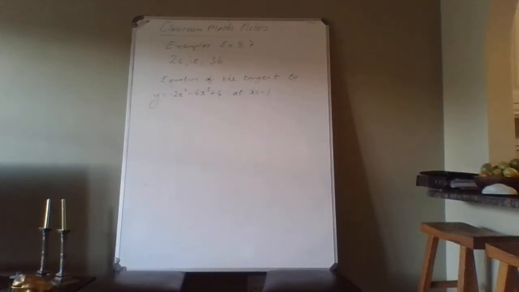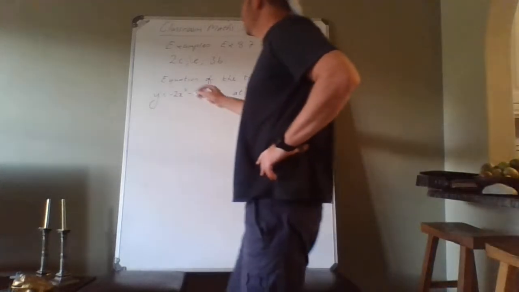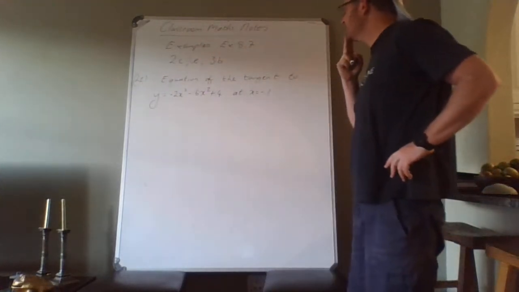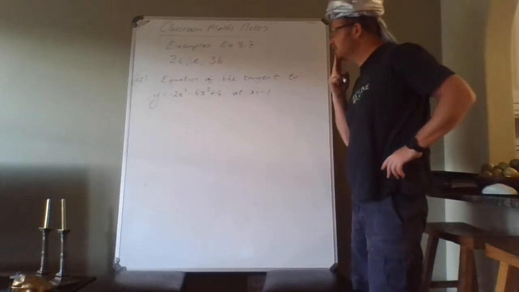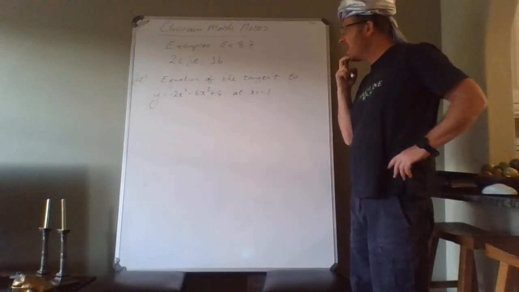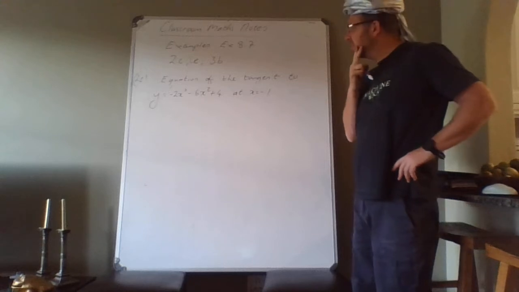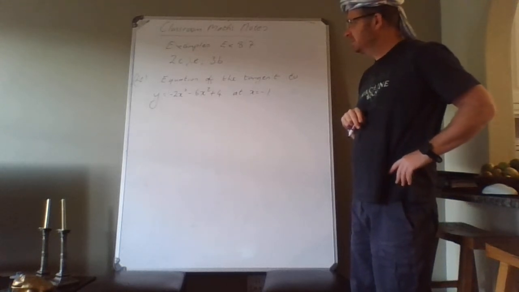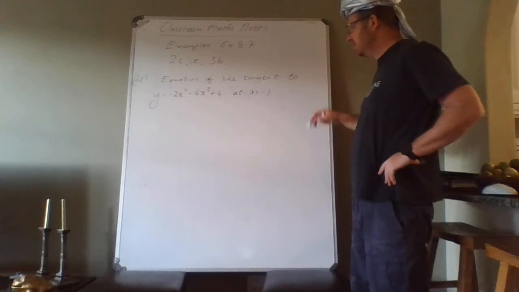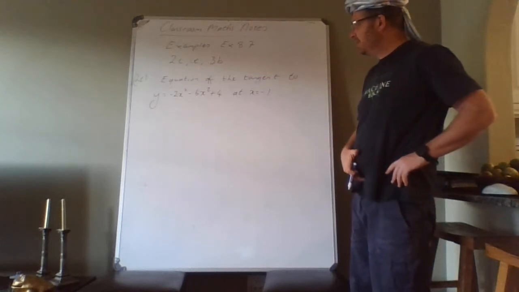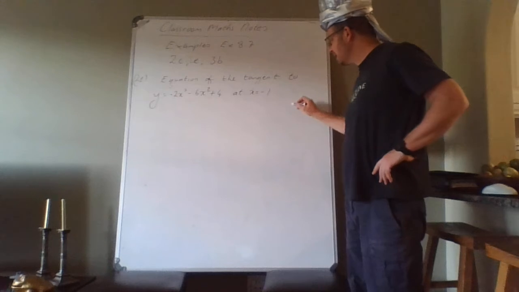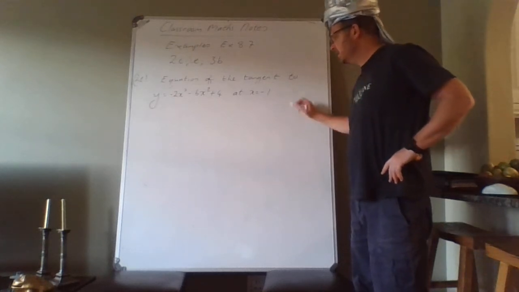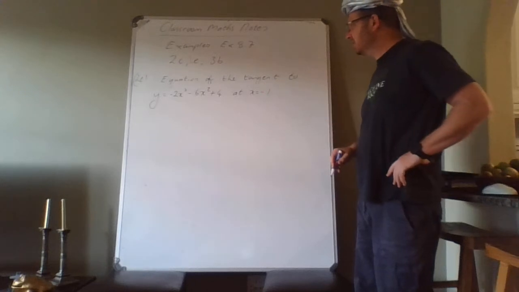which says find, this is question 2E from Classroom Maths. The question says find the equation of the tangent to y is equal to negative 2x cubed minus 6x squared plus 4 at x is equal to negative 1. If I had Autograph here, I'd show you the curve. We don't. It's a cubic function. I'm not going to try to draw it for you. Anyway, don't worry about it for now. Right, so give that a go.